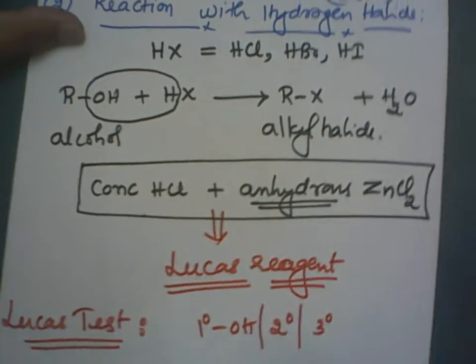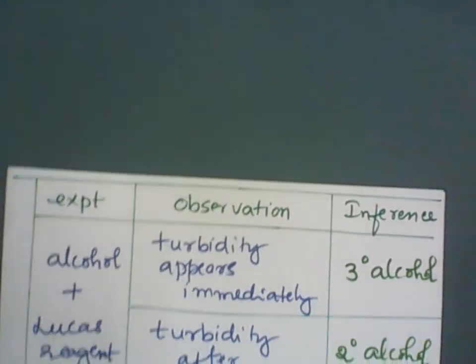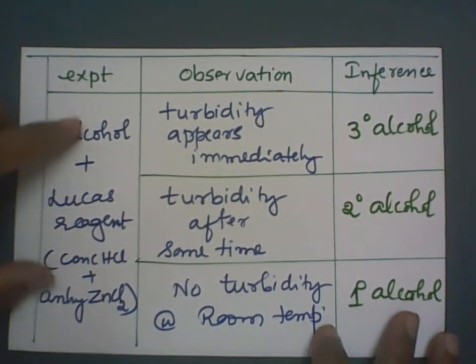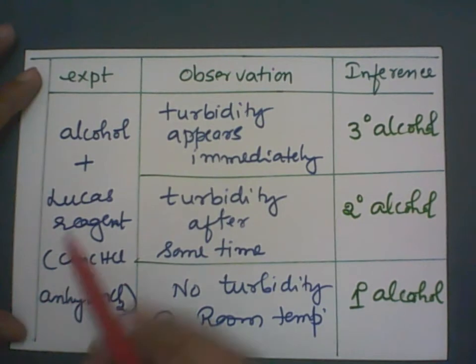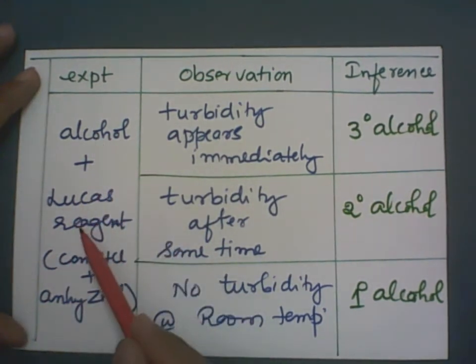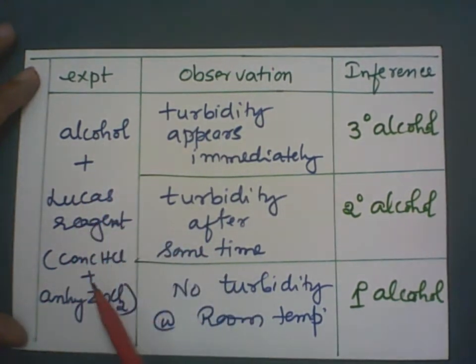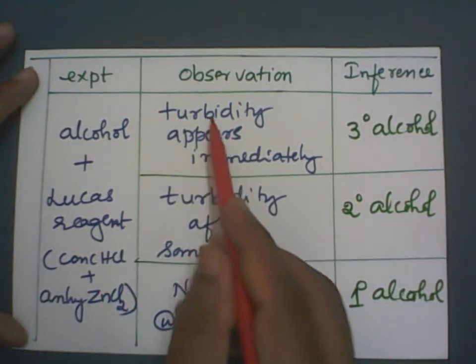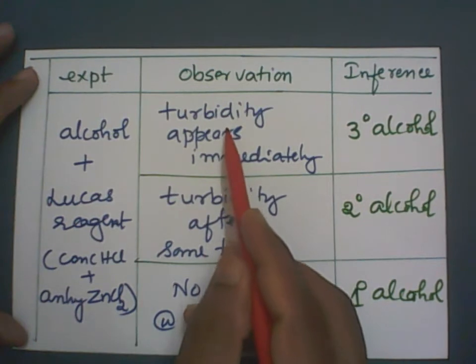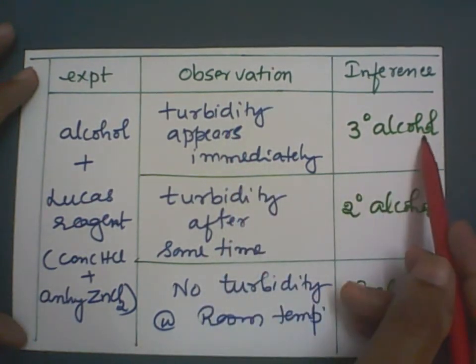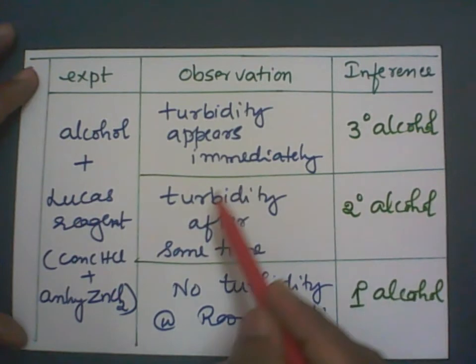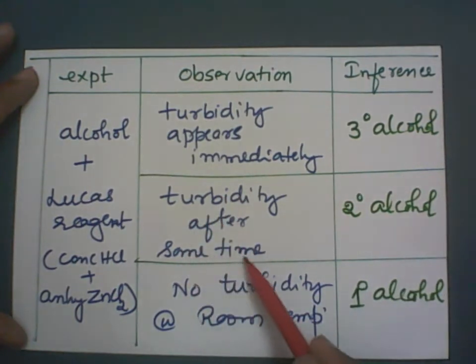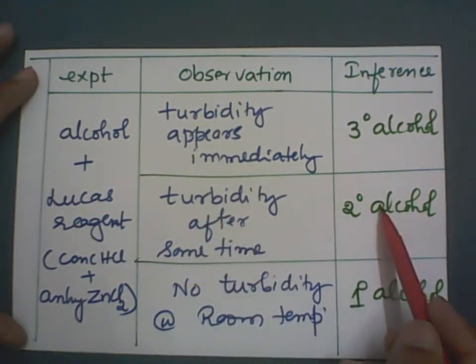Now how does the reaction take place? Let me take the experiment part, observation, inference. What we do is we take alcohol and Lucas reagent. What is Lucas reagent? Concentrated hydrochloric acid and anhydrous zinc chloride. If the turbidity, a suspension, appears immediately, that is a tertiary alcohol. If the white turbidity appears after some time, it is a secondary alcohol.